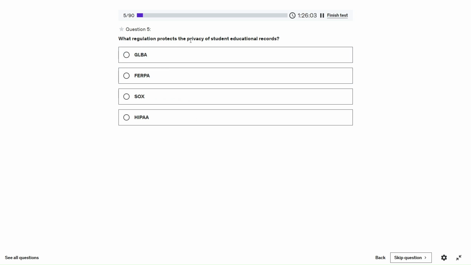What regulation protects the privacy of student educational records? So there is only one, which is the Family Educational Rights and Privacy Act.